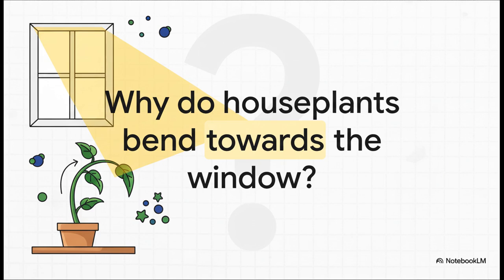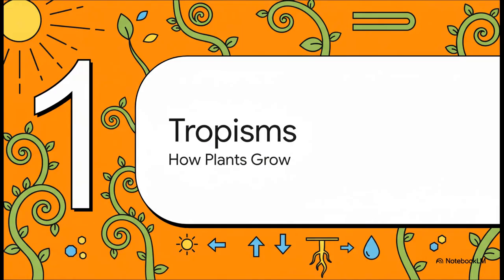So first up, let's start with something you've probably seen 1,000 times. You get a houseplant, you stick it on a shelf, and within a week or so, it's doing this dramatic lean towards the window. Why? What's going on there? Well, it's not just a random thing. It's a really clever survival strategy, and it's the key to understanding this whole practical. And that bending action, it's all controlled by something called a tropism.